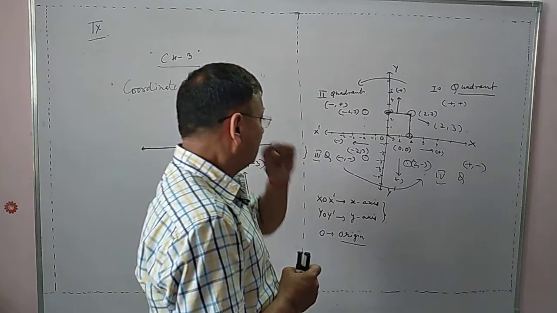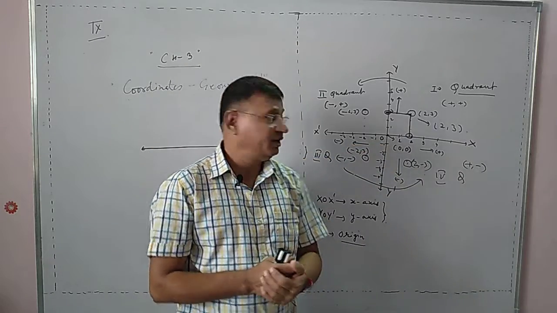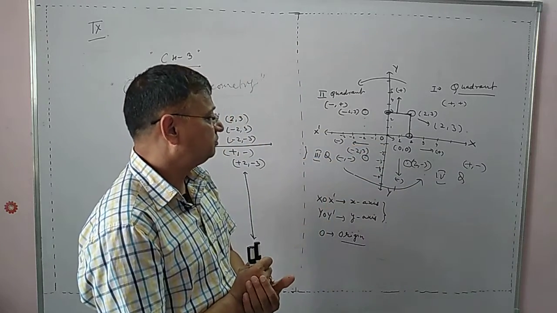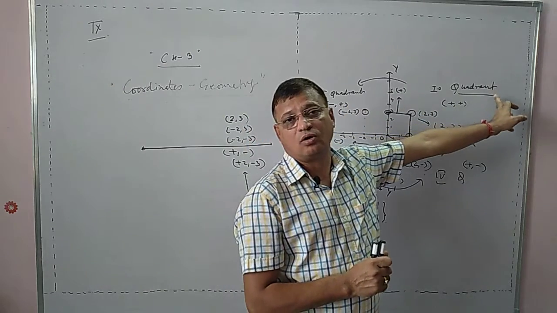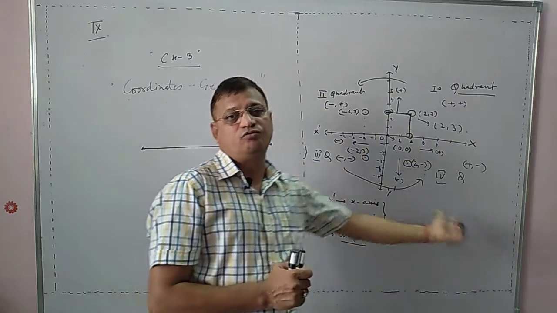Okay. O is called the origin point and the coordinates of the origin are always O comma O, and each part is called a quadrant. First quadrant, second quadrant, third quadrant, fourth quadrant.